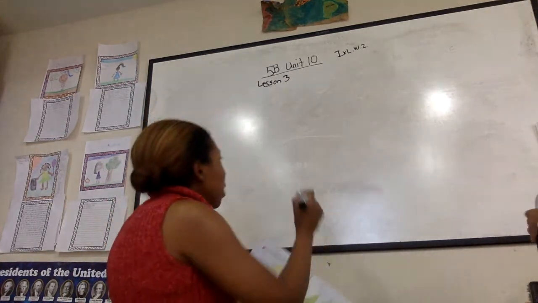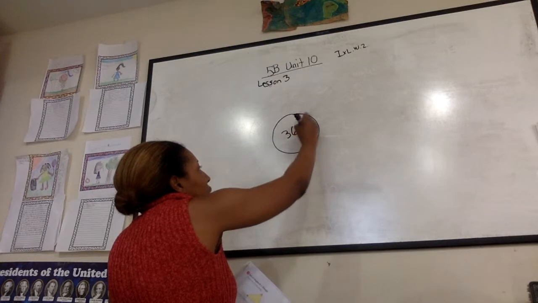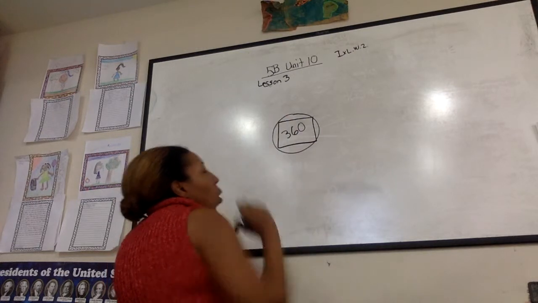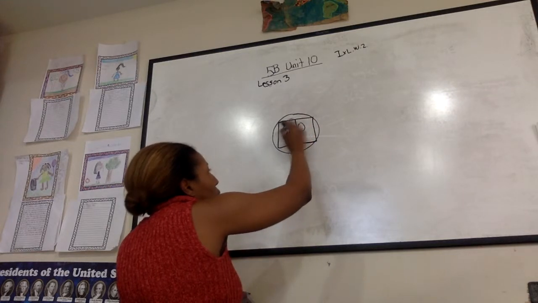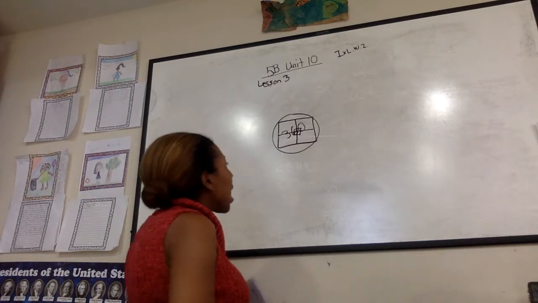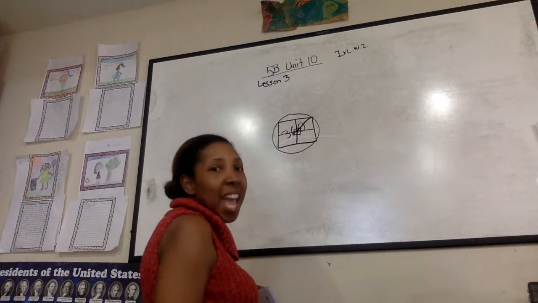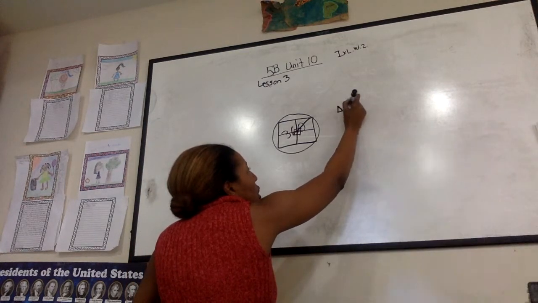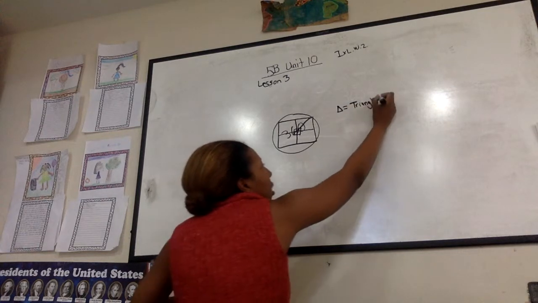Okay, so we know that if we have a circle, then we know a circle is 360 degrees. If I make a square, it is also 360 degrees because a square has 4 90-degree angles. Okay? Now, if I was to make a triangle, it would be half of a square, so it would be half of 360. So a triangle is equal to 180 degrees.